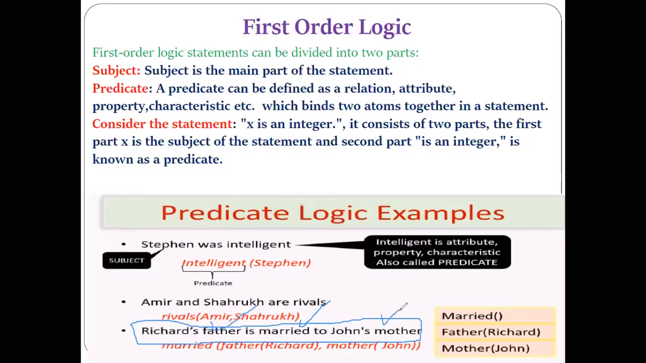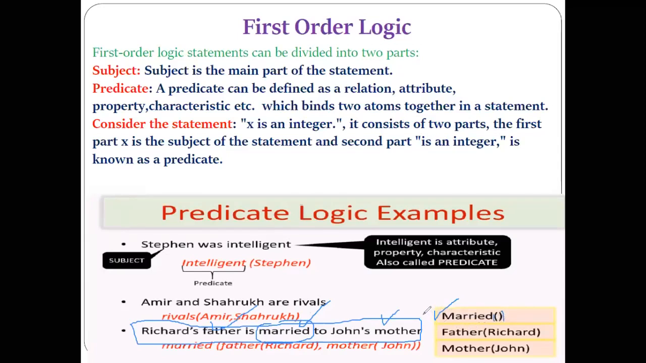But as compared with father and mother, which is the main predicate? Married. So we will dissect or fragment this statement first, and then write the main logic. As we have fragmented, this is our main predicate, married. Everything else will come under this parenthesis.